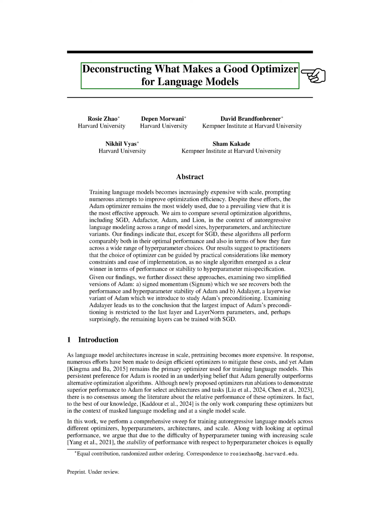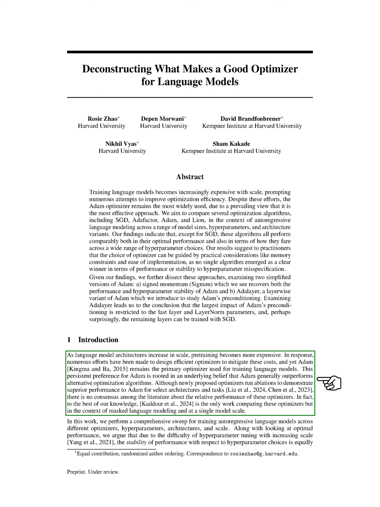Section: Introduction. In this section, we discuss the challenges faced as language model architectures grow larger, making pre-training more costly. To address this, many attempts have been made to create efficient optimizers to reduce these expenses. Despite these efforts, ADAM remains the most commonly used optimizer for training language models due to the belief that it generally performs better than other optimization algorithms.